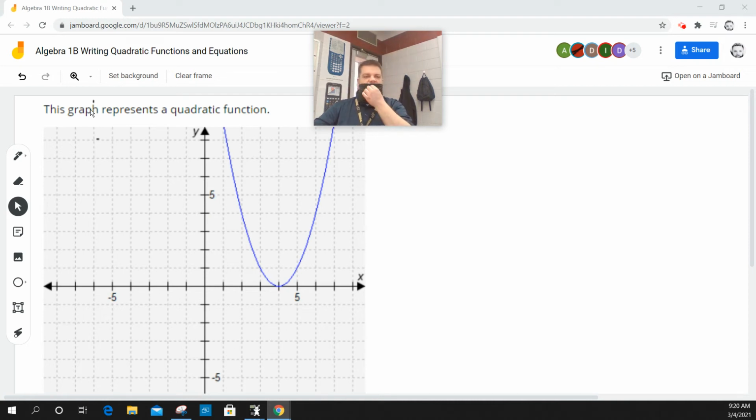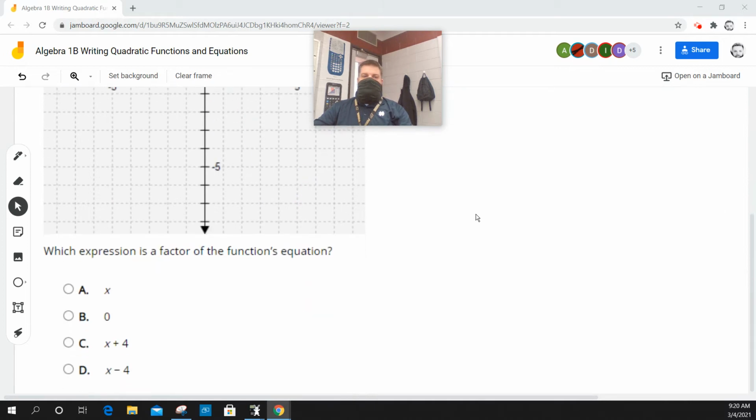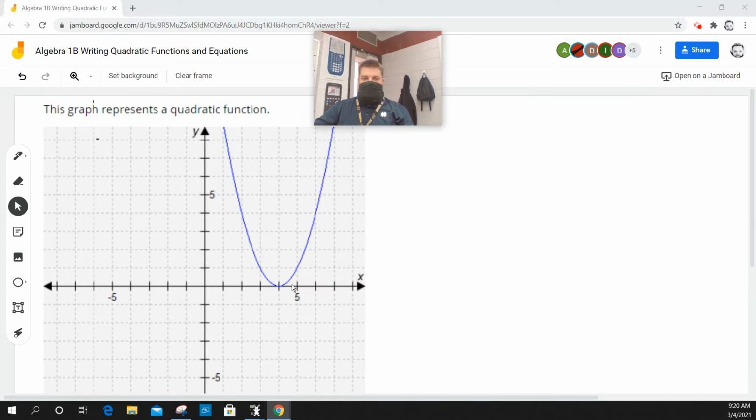So it says this graph represents a quadratic function. And then it says, which expression is a factor of the function's equation? Well, where does it cross the x-axis?